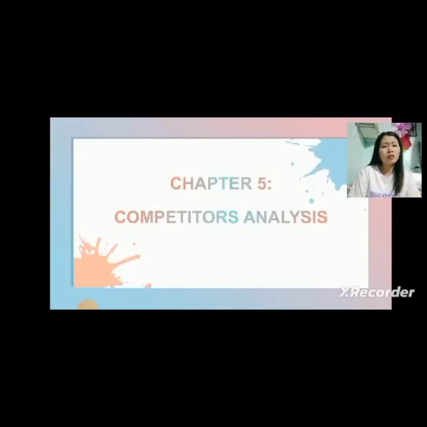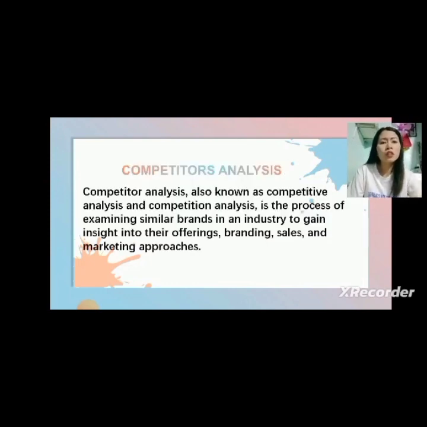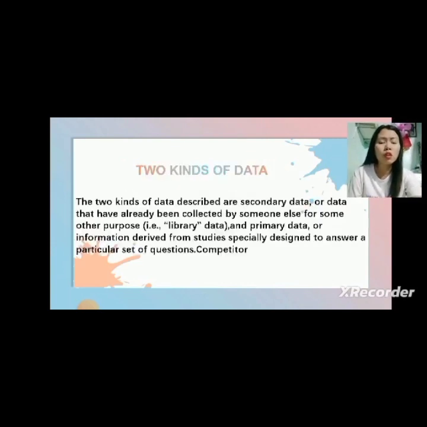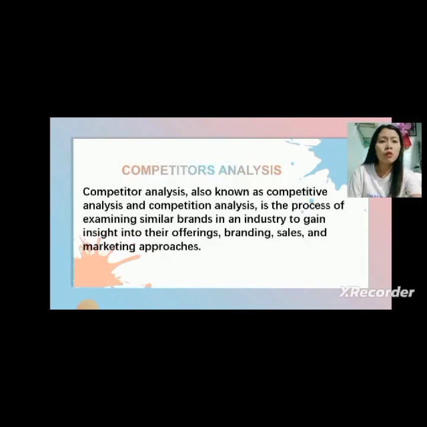Today, I will discuss Chapter 5, Competitors Analysis. Competitors analysis, also known as competitive analysis and competition analysis, is the process of examining similar brands in an industry to gain insight into their offering, branding, sales, and marketing approach. Ang competitors analysis, ito yung mga name ng mga kakompetensya mo sa negosyo.